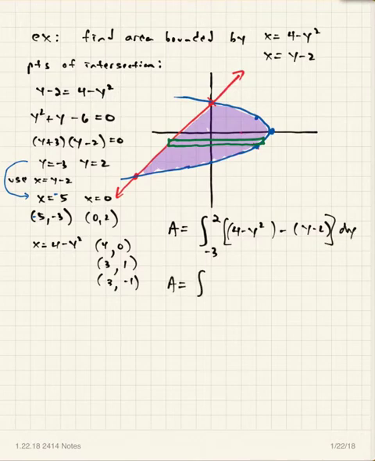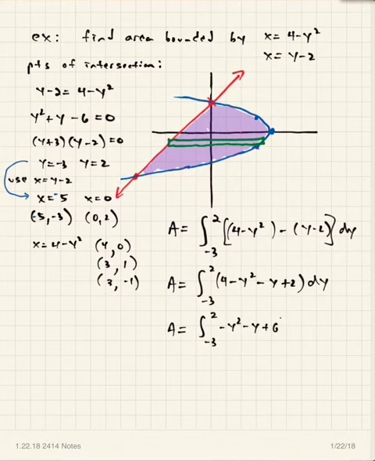All right. And so then you go through and I would distribute the minus sign through like that. And then collect like terms. Simplify this thing as much as you can before you actually find the antiderivative. So you have -y squared minus y plus 6, like that. And then when you go ahead and find the antiderivative using the fundamental theorem, you've got -1/3 y cubed minus 1/2 y squared plus 6y, and that would go from -3 to 2.